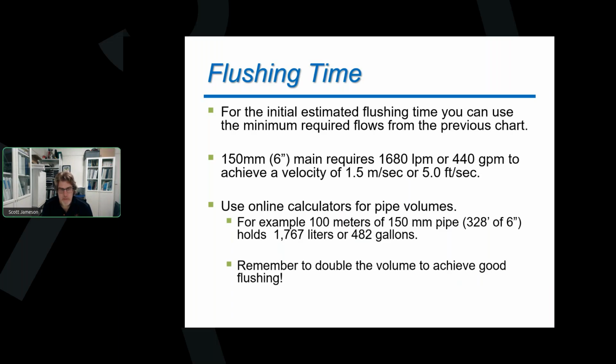But just to give you some ideas of times that we're looking at here, if we've got a 6-inch main, I want to get up to that 5 feet per second scouring velocity. So from that chart I just had up, the chart says I need to get 1,680 liters per minute, or 440 gallons per minute in imperial. That's the flow that I need to achieve.